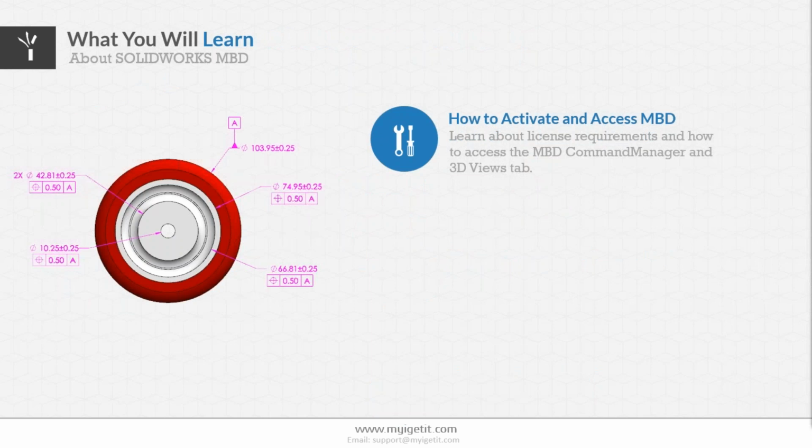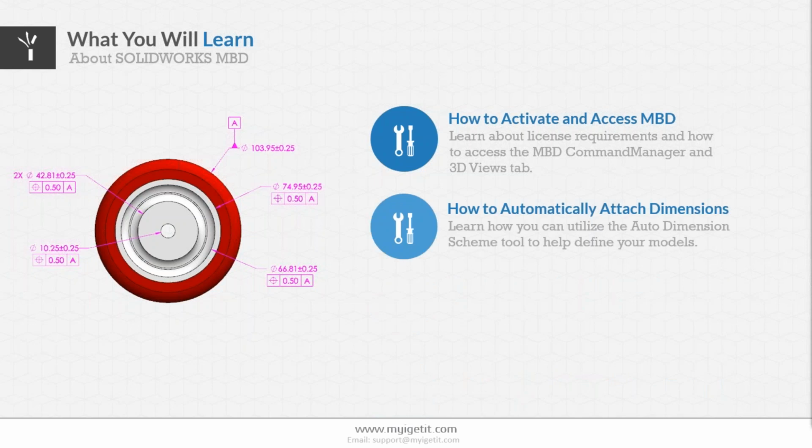Some specific things you'll learn are how to access and activate MBD. It's not shipped by default with every seat of SolidWorks, so you need to acquire a license to activate MBD and unlock its full capabilities. I'll quickly touch on that. You'll learn how to automatically attach dimensions. There's an auto dimension scheme tool in the DimXpert that will help you attach PMI, especially if you're not sure how to fully define a model or are not very well versed in geometric tolerancing and GD&T standards. So it's a pretty cool tool.